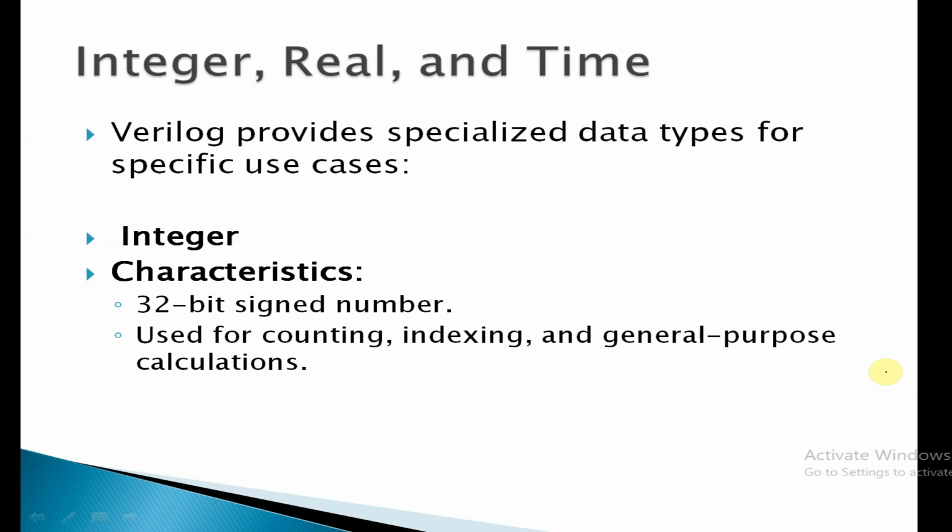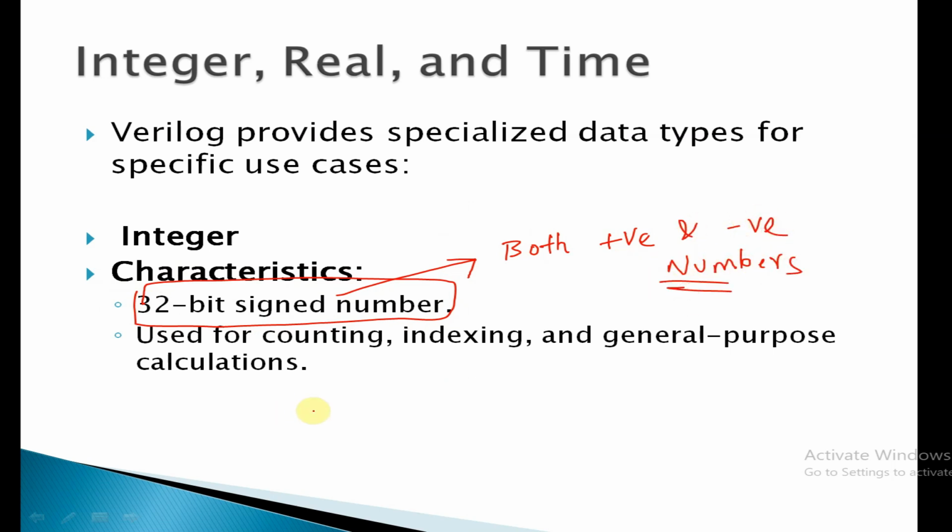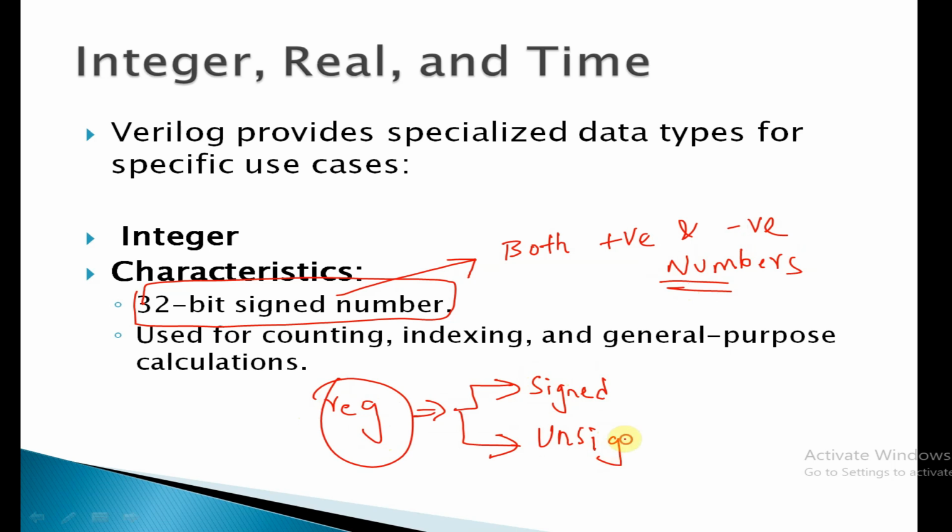Next comes integer. In Verilog we have the data type known as integer, and by default the size of this integer is a 32-bit signed number. So what is meant by signed number? It holds positive and negative. Using this integer, we can represent both positive and negative numbers. But in the case of reg, whether it was signed or unsigned, what have we seen in the case of reg?